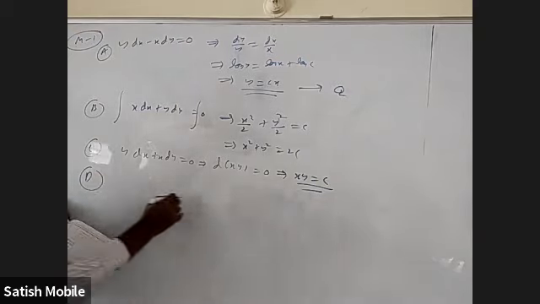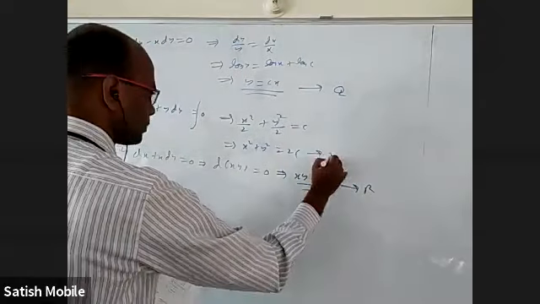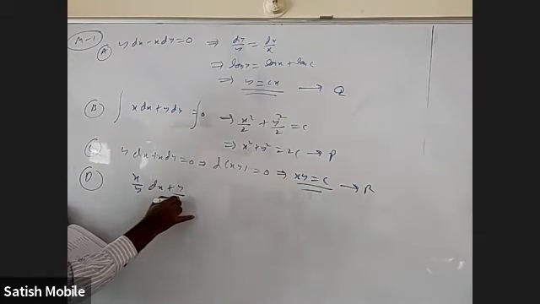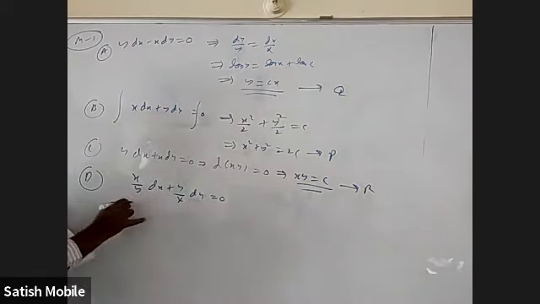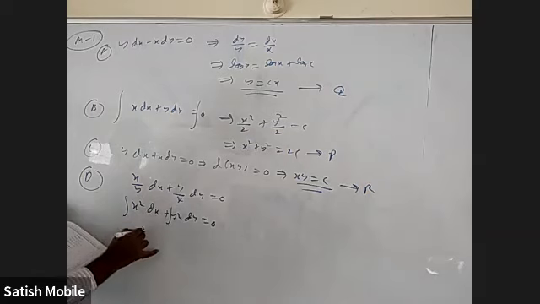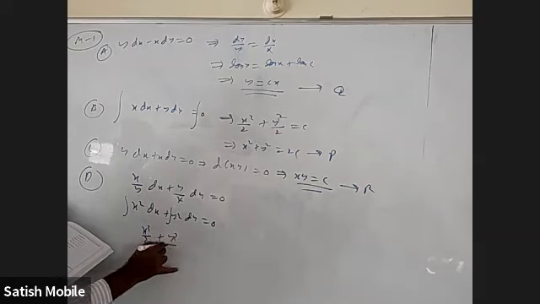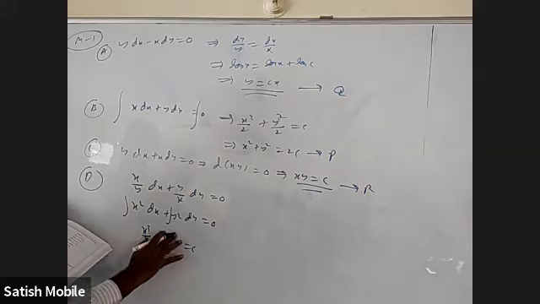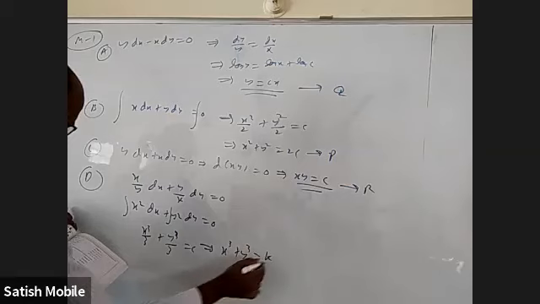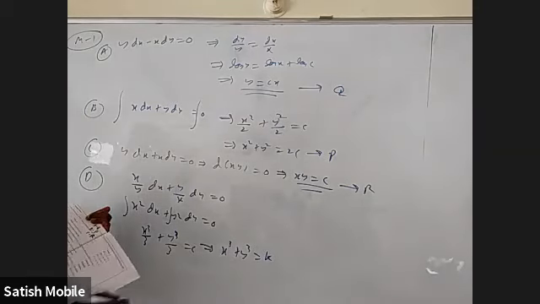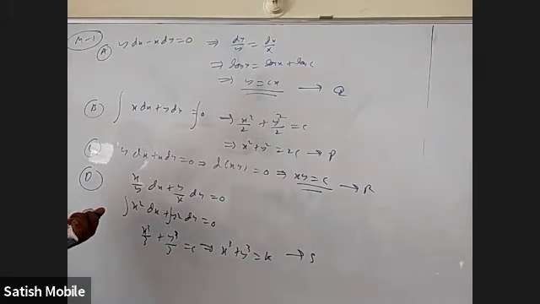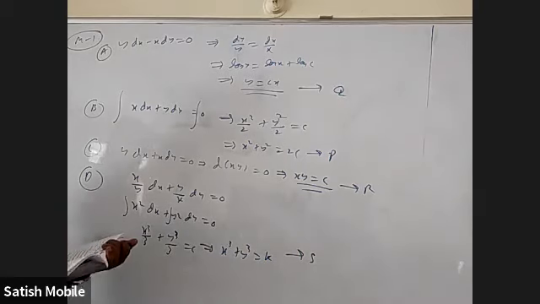And this matches with R. D: x by y dx plus y by x dy equal to 0. If you do variable separable, you'll get x square dx plus y square dy equal to 0. If you integrate, it is x cube by 3 plus y cube by 3 equal to constant. You can also write x cube plus y cube equal to some constant k or c, that directly matches with S. So the key may be wrong, it should be this one. All are very simple: A matches with Q, B matches with P, C matches with R, D matches with S.